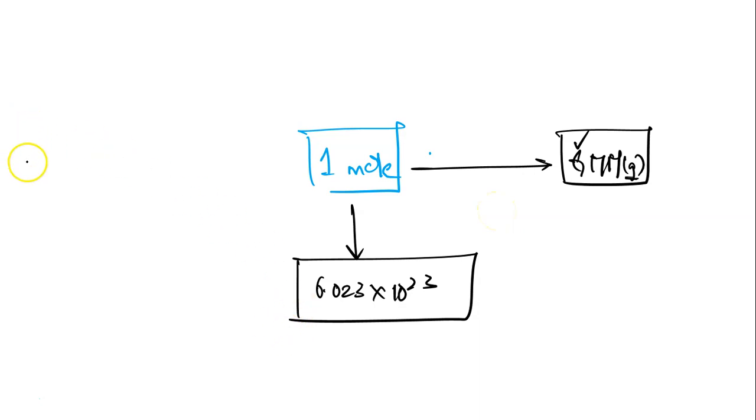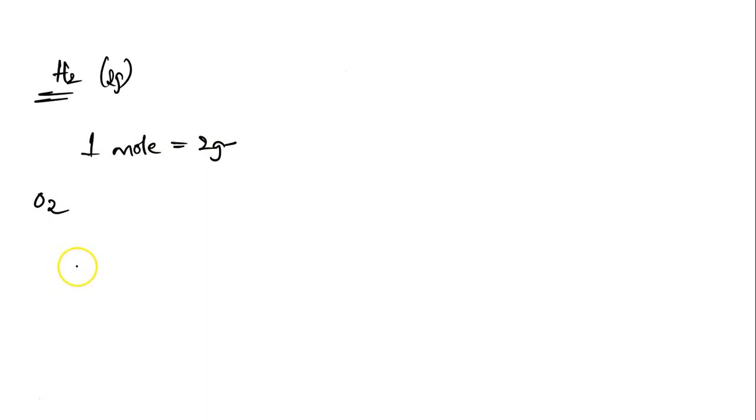Means if I'm talking about, say, hydrogen, what is the gram molar mass of hydrogen? We all know it. It's 2 grams, correct? So 1 mole of hydrogen is equal to how many grams? It's equal to its own gram molar mass. That means 1 mole of hydrogen is equal to 2 grams. Similarly, say I'm talking about oxygen. 1 mole of oxygen is equal to its own gram molar mass, and the gram molar mass of oxygen is 32 grams.